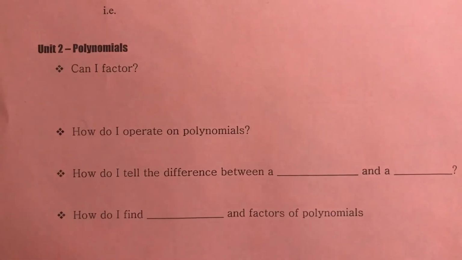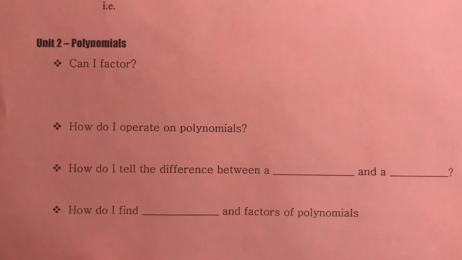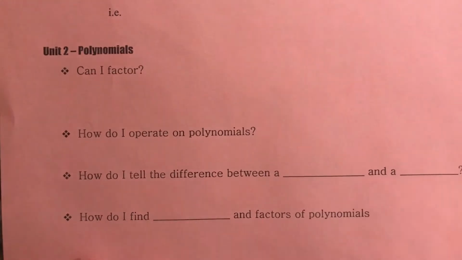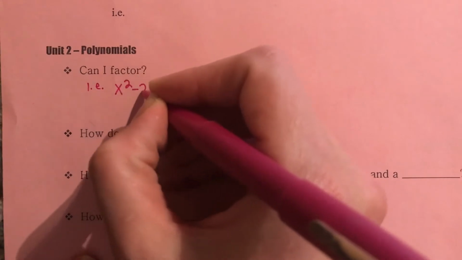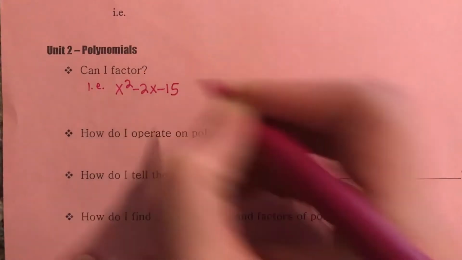Welcome to the Unit 2 outline for polynomials. The first question on here is, can I factor? So for example, x squared minus 2x minus 15.